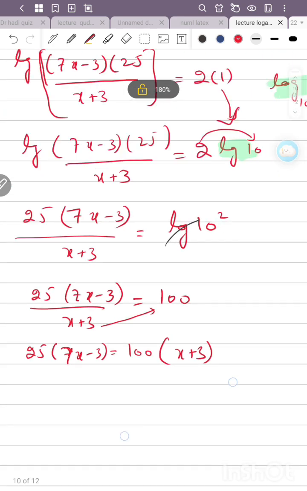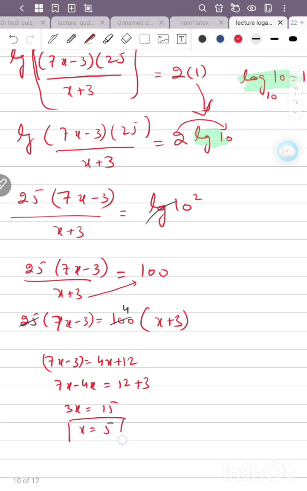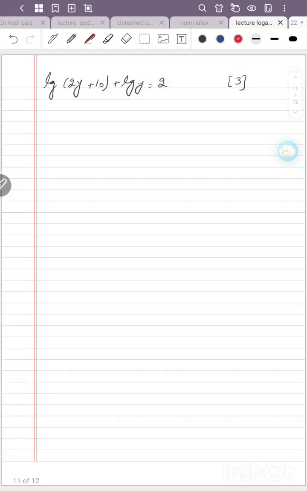Now I have to zoom in. 25 ones are 25, 25 fours are 100, so we cancel this. 7x minus 3 equals 4x plus 12, so we get 7x minus 4x equals 12 plus 3. 7x minus 4x is 3x, 12 plus 3 is 15, and we get x equal to 5.